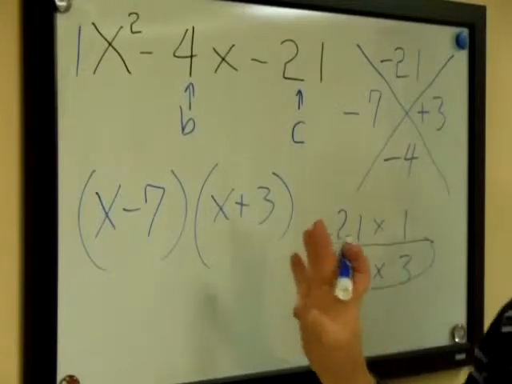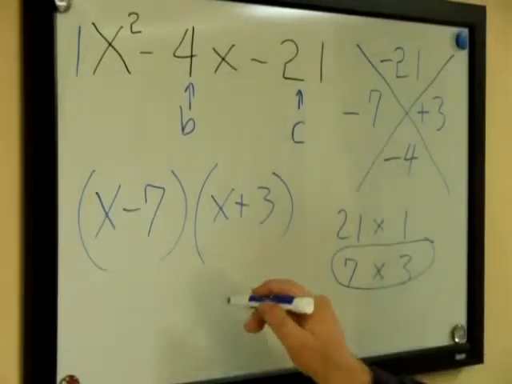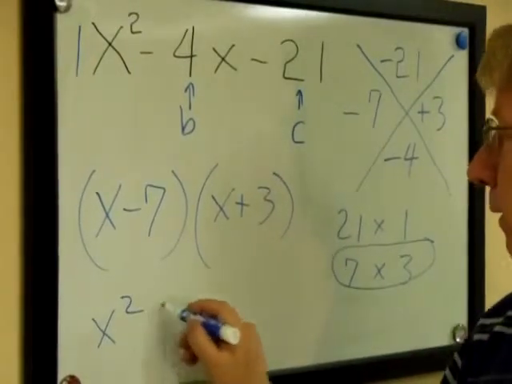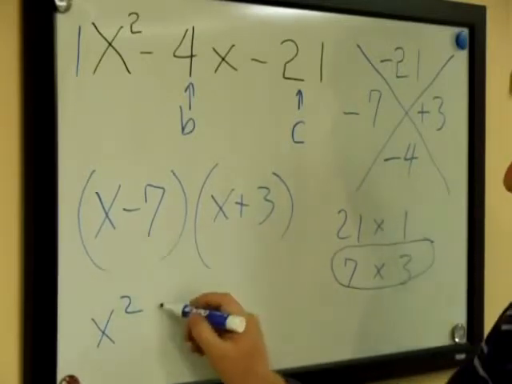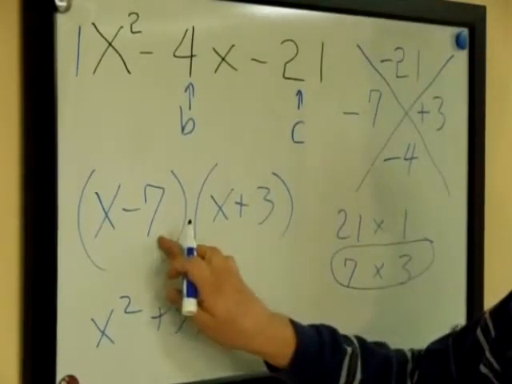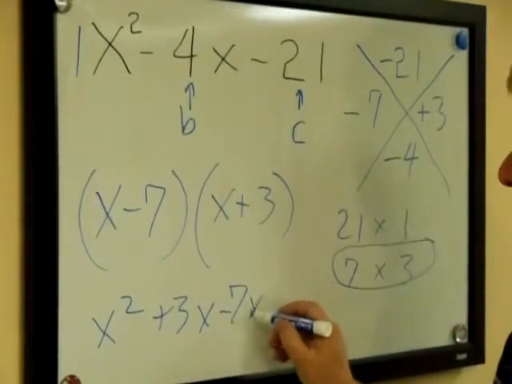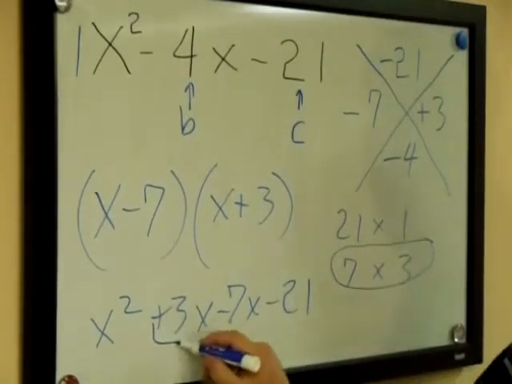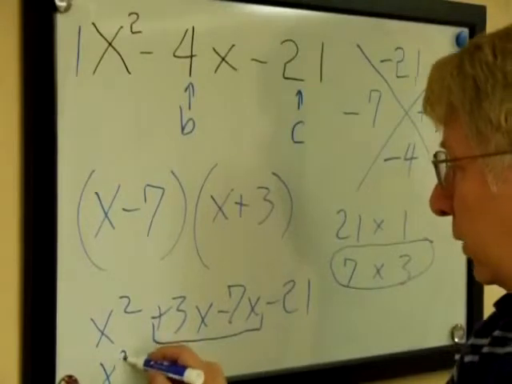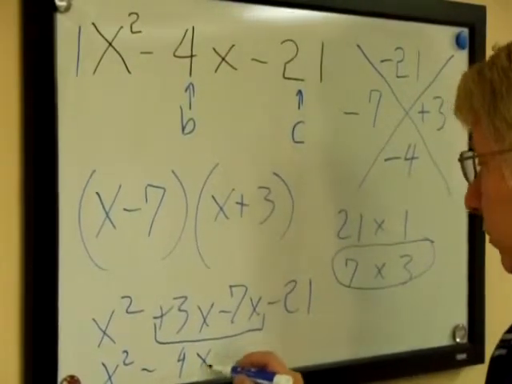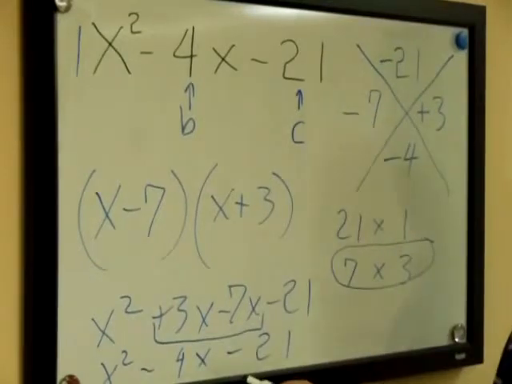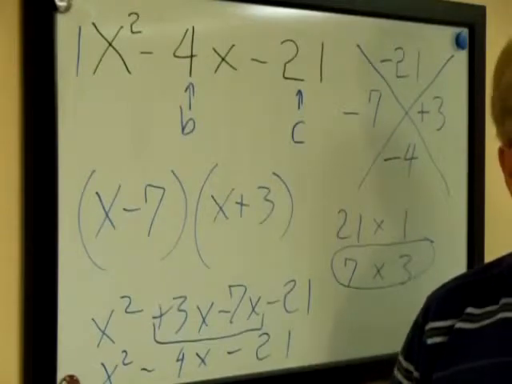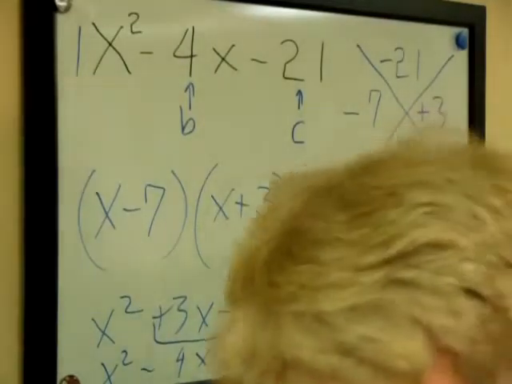Now we're done at this point, but if we want to verify that, we can use the FOIL method and take the first term, x times x, the outer term, x times 3, the inner terms, minus 7 times x, and then the last terms, minus 7 times 3, minus 21. We combine these two like terms, and we end up with x squared minus 4x minus 21. Now if we look at that and we go back, well, that's what we started with. So that worked.